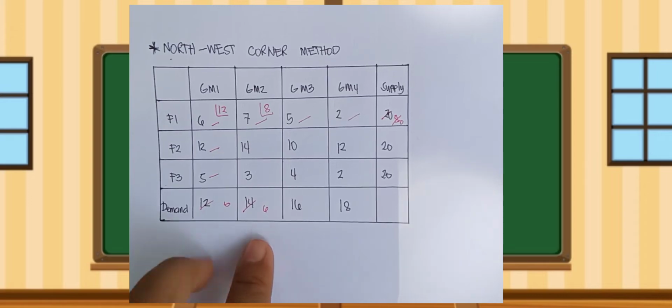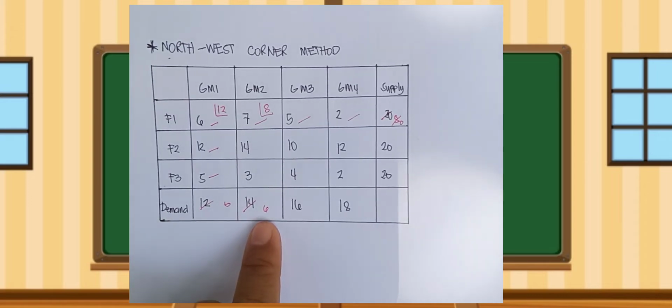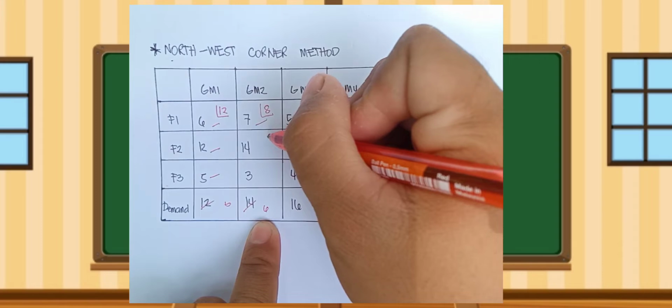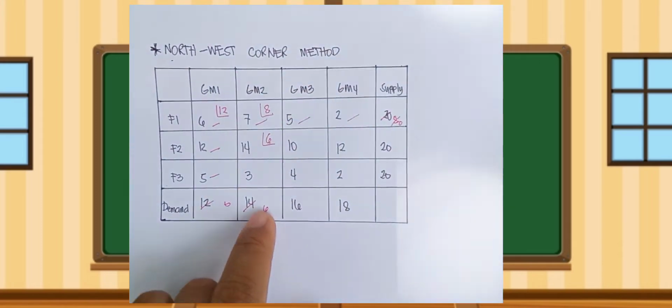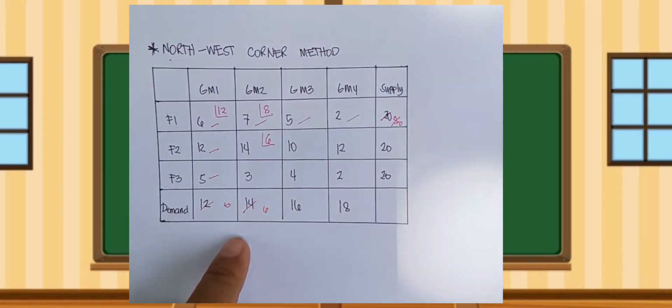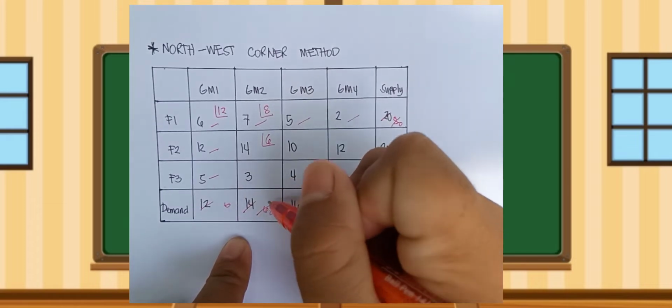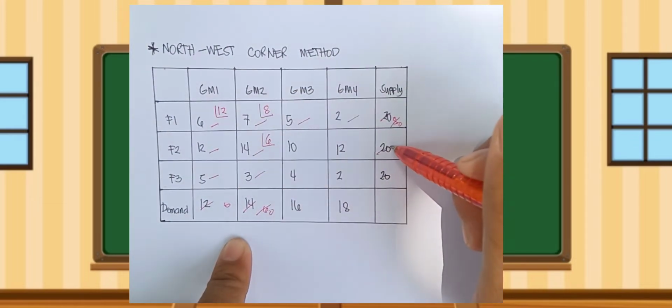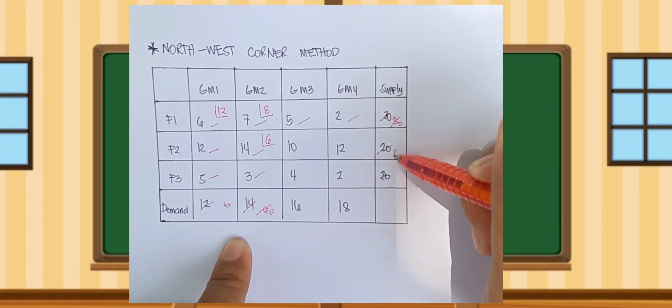Then we have a remaining demand of 6. So we have a supply of 20. So we will put the minimum 6 to the upper side of the number 14. So we have satisfied this column. So 20 minus 6 is equal to 14.